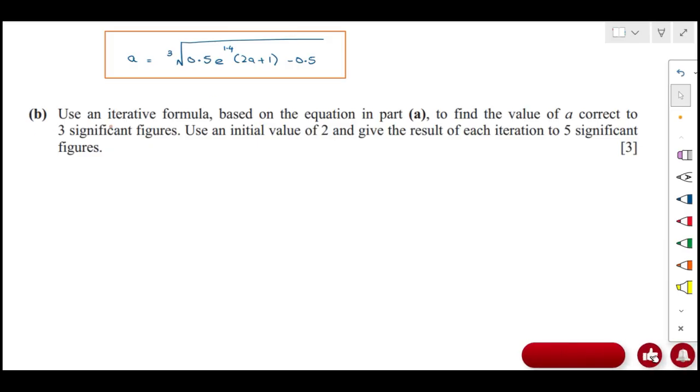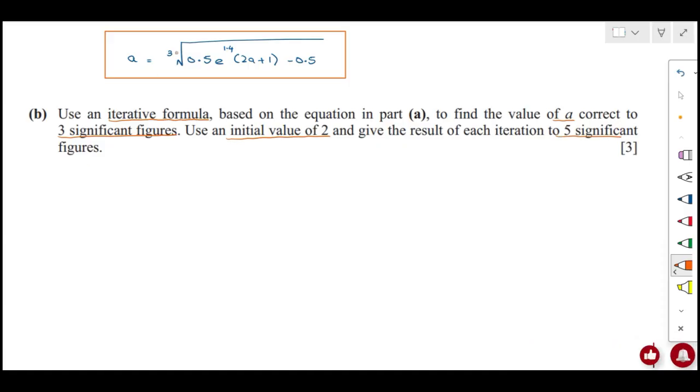Now for part B, use an iterative formula based on the equation in part A. So this is the equation in part A. We have to use that iterative formula to find the value of a correct to 3 significant figures. Use an initial value of 2. Give the result of each iteration to 5 significant figures.